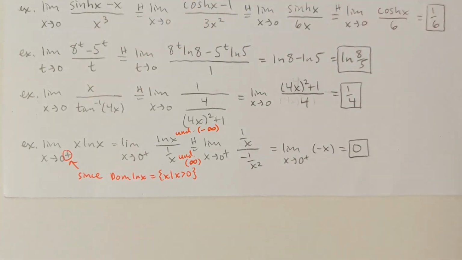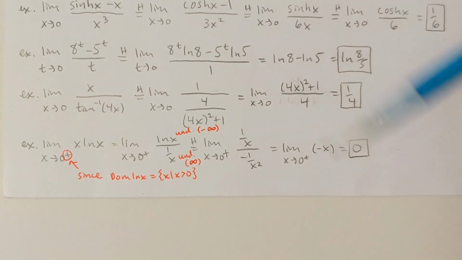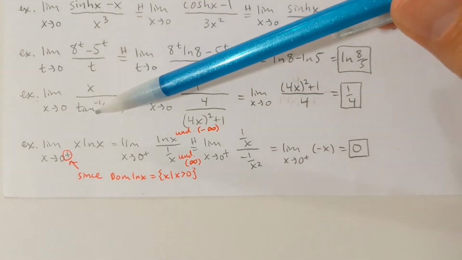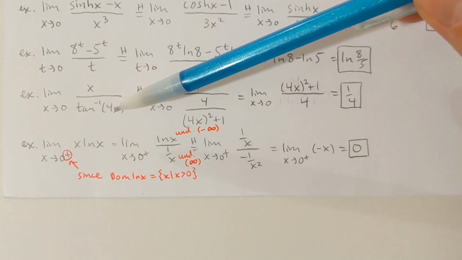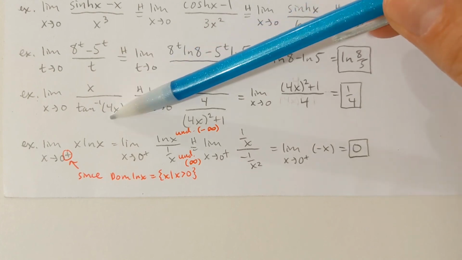The limit as x approaches 0 of x divided by tangent inverse of 4x. Now I guess I'm just wanting to have you guys make sure that you know your differentiation rules, right? We get 0 in the numerator. Tangent inverse of 0 is 0 because tangent of 0 is 0. So I'm in indeterminate form.